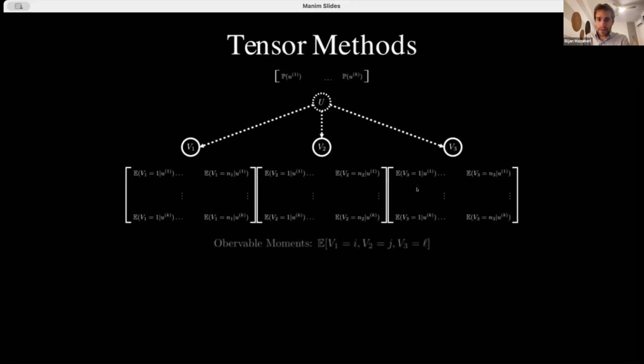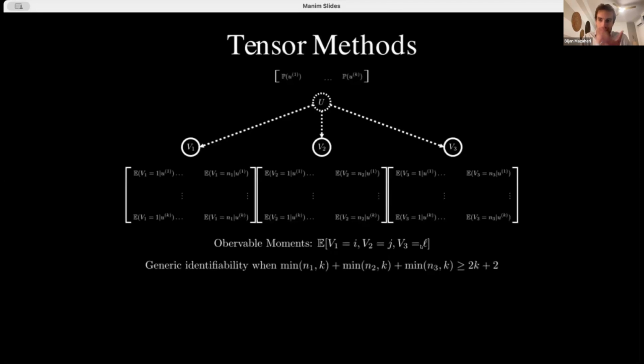Then I am able to look at these things called the observable moments, which are the expected values of a triple. So I pick some value I for V1, some value J for V2, and some value L for V3, and I count how many times that triple occurs. And I use that to make an order 3 tensor. I don't want you to worry about the details, but it turns out that you can decompose this tensor into rank 1 tensors. And if you do that, there's a set of exceptions, but generically you'll be able to identify these parameters: the probability of each of the components, and then the within-component expectations of those variables.